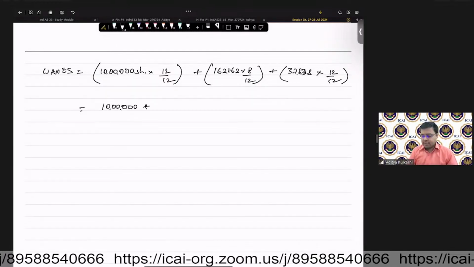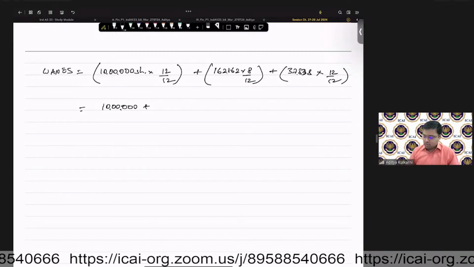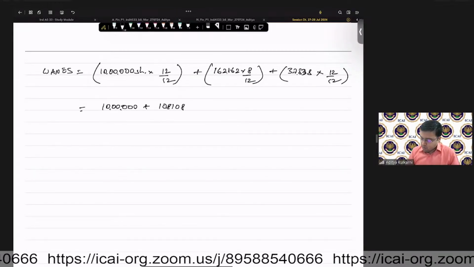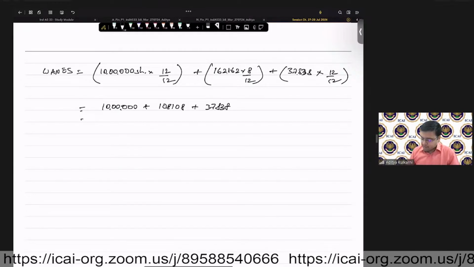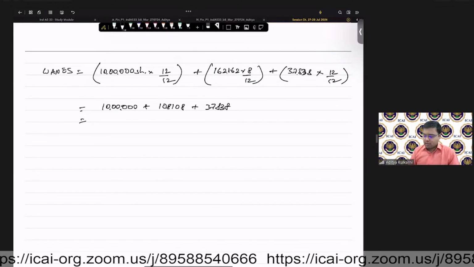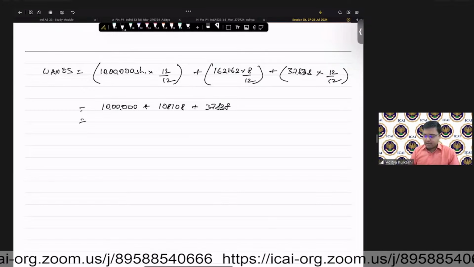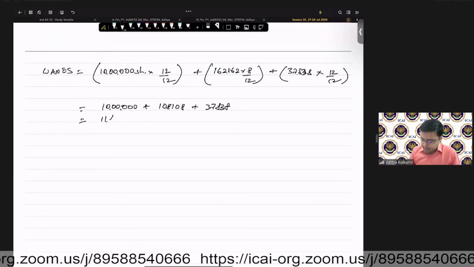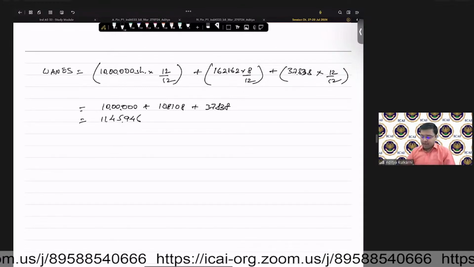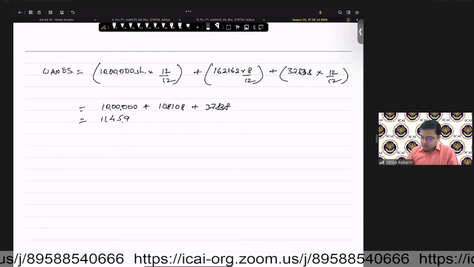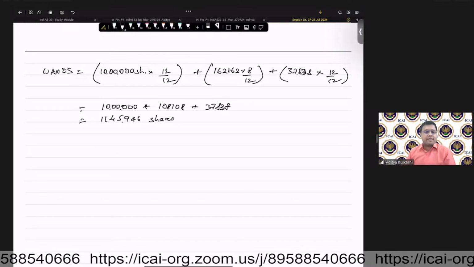plus 162 into 8 by 12, which is 1,08,108, plus 37,838. So that comes to how much? 10 lakh plus 1,08,108 plus 37,838. It comes to exactly 11,45,946 shares. Are we okay with this?